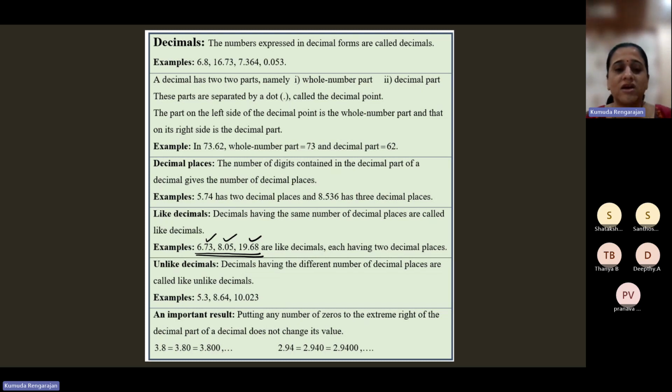What are like fractions? Fractions having the same denominator are called like fractions. Decimal numbers having the same number of decimal places. You can say decimal numbers or simply decimals. Decimal number, decimal, both are the same. So decimals having the same number of decimal places are called like decimals. So these are like decimals.